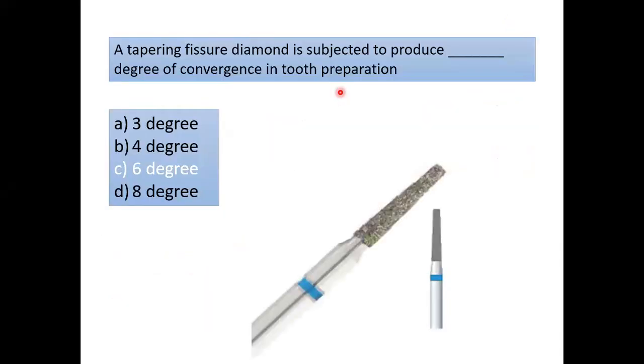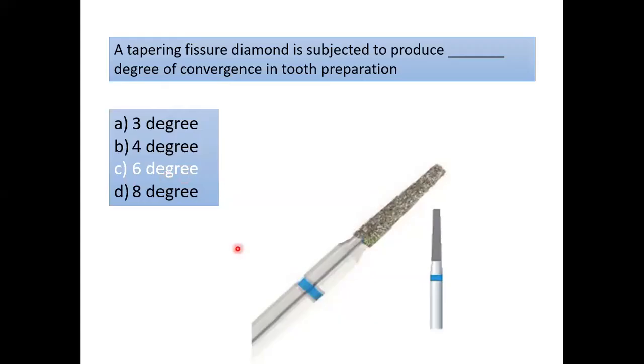Coming on to a few questions. A tapering fissure diamond burr is subjected to produce a degree of convergence in a tooth preparation. So this is your tapering fissure burr. When you actually measure it, one side of your tapering fissure burr will give a degree of taper of around 3 degrees. But the question here is degree of convergence, which means 3 degrees plus 3 degrees together gives your degree of convergence, which is around 6 degrees.